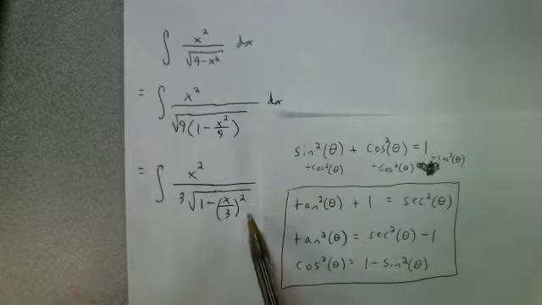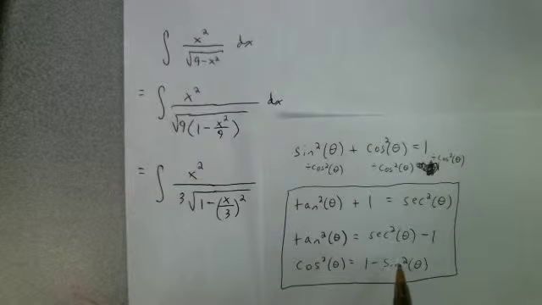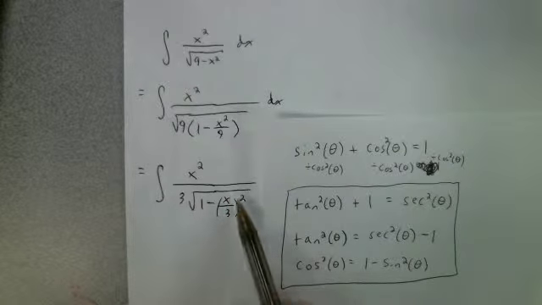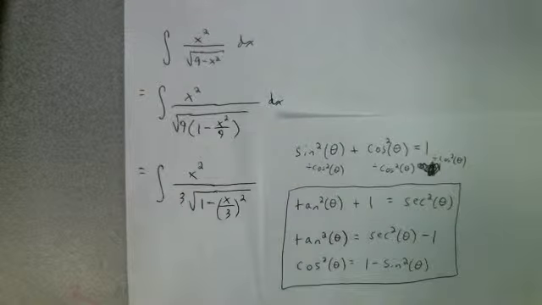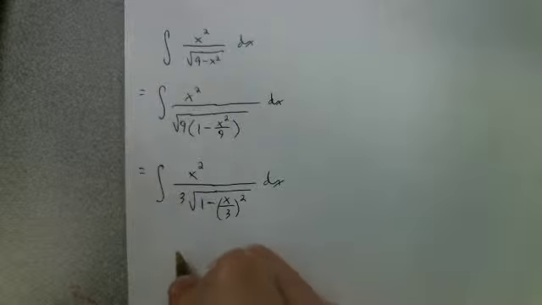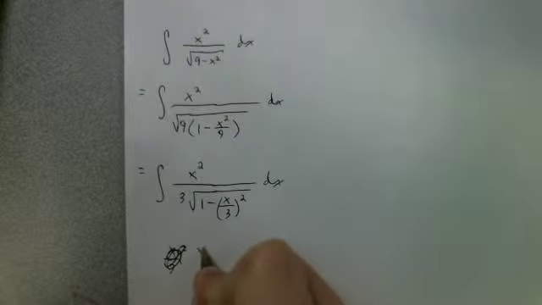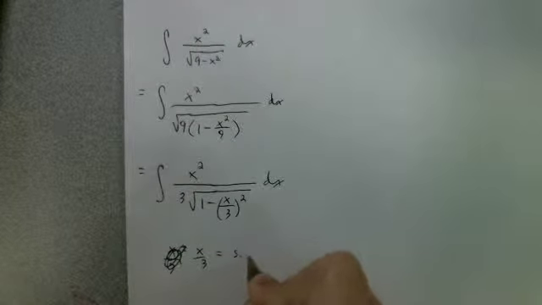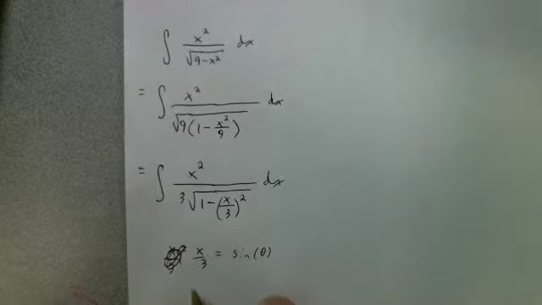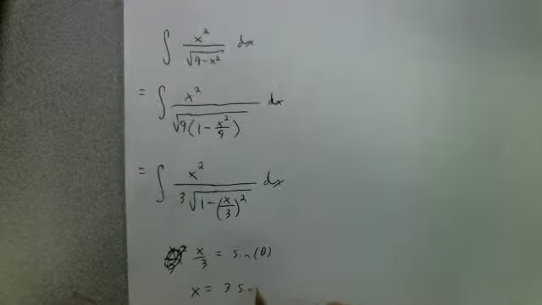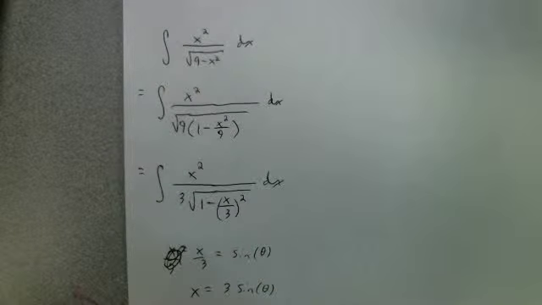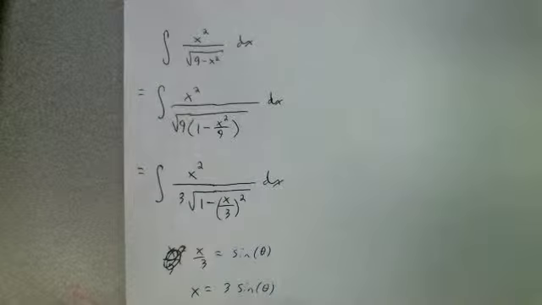So what I'm going to do is I'm going to let x over 3 be sine of theta, because I want to replace this whole thing with sine of theta so that it becomes sine squared. So I'm going to let x over 3 equal the sine of theta. So in other words, x equals 3 sine of theta. So dx d theta is equal to 3 cosine theta. So dx is equal to 3 cosine theta d theta.